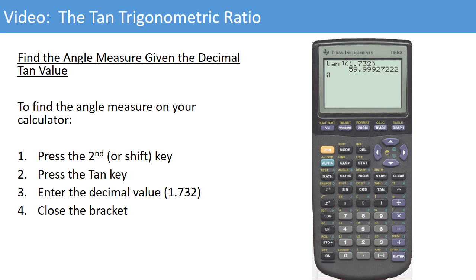Close the bracket if necessary. Press enter. Round your answer if you're requiring it. Now, we notice we have 59.999. We would round this off to 60. So our given angle is 60 degrees.